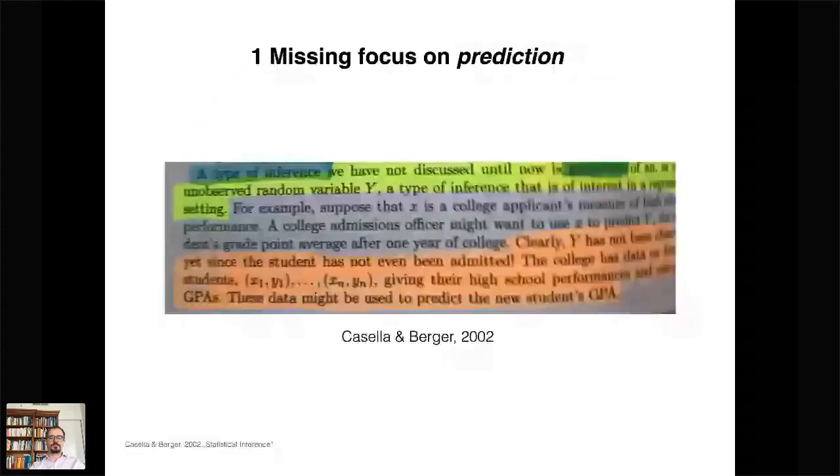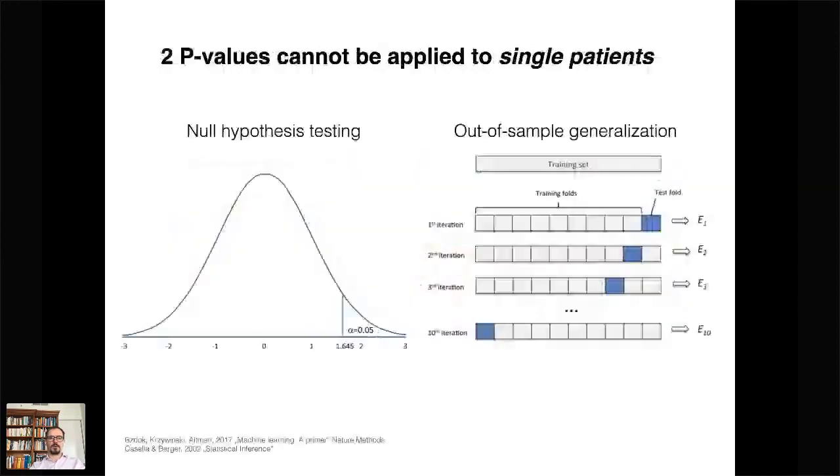Here's another quote. This is really from one of the classic textbooks in classical statistical inference. And it's really on page like 300 or 400 that they say, a type of inference that we have not discussed until now is prediction of unobserved random variables. This is a type of inference that they didn't really consider up to that point. So you can look at thick, recognized textbooks that hardly discuss prediction to new data points. And there's a lot of reasons why this made sense in this modeling paradigm.